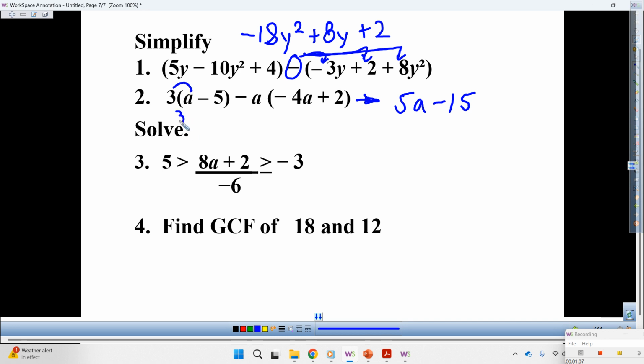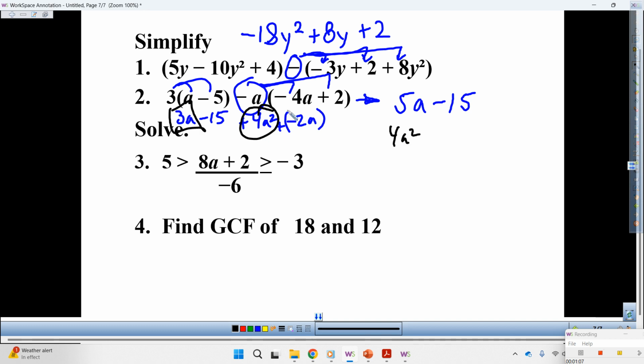3 times a is 3a. 3 times negative 5 is negative 15. Distribute the negative a in here, so that is positive 4a squared. Distribute the negative a here, it's negative 2a, or plus negative 2a. All right, so what do we have? 4a squared, 3a, and minus 2a gives us 1a, and then at the end, minus 15. Hands if you got that. All right, just double check your work on that one, Denise.